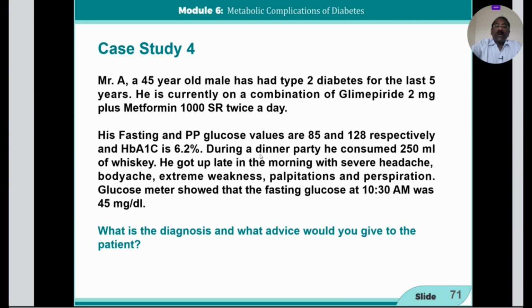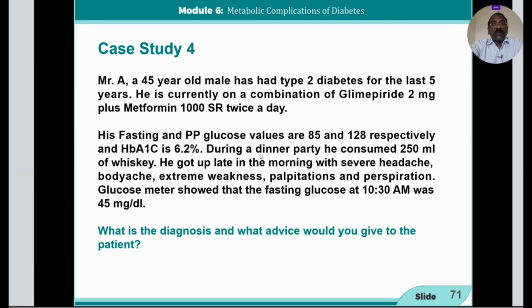He got up late in the morning with a severe headache, body aches, extreme weakness, palpitations, and perspiration. Glucometer shows fasting glucose at 10:30 a.m. was 45 milligrams. So what is the diagnosis? Hypoglycemia. What advice would you give to the patient?